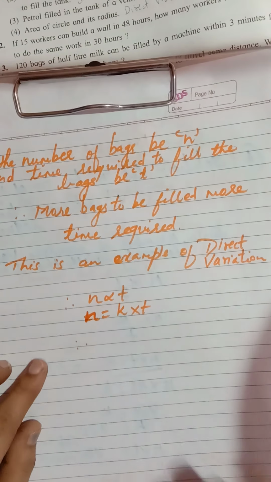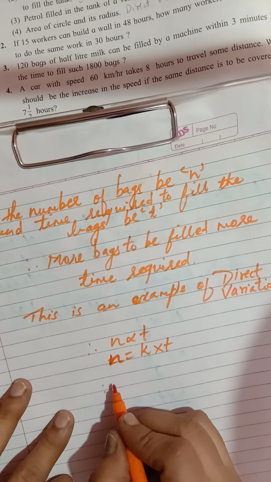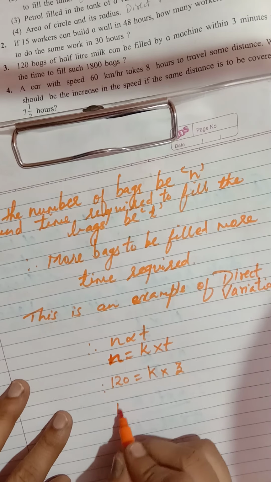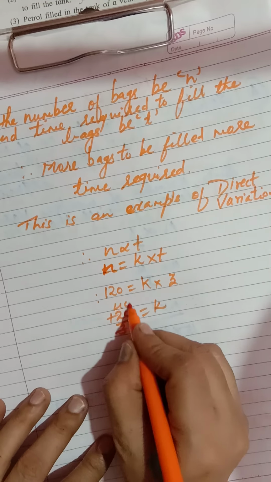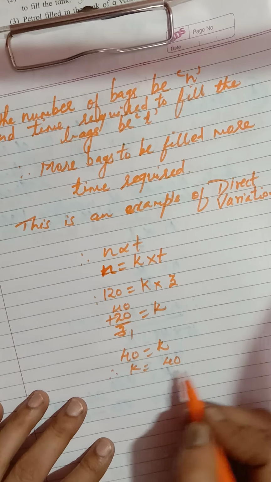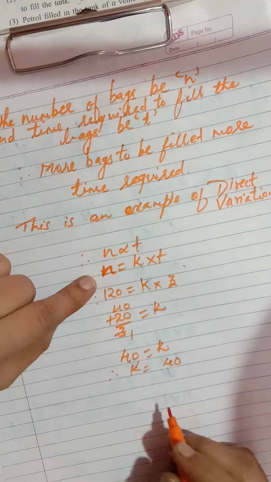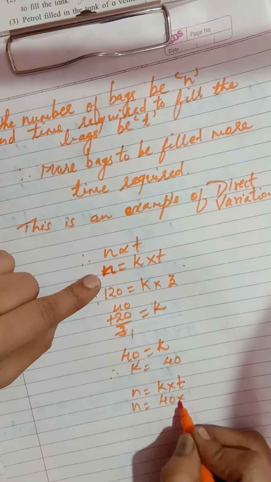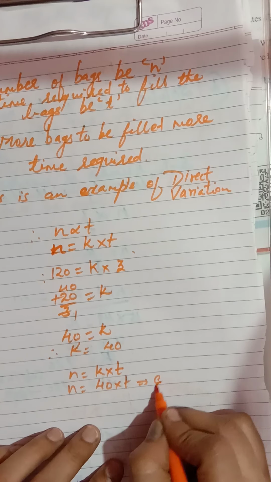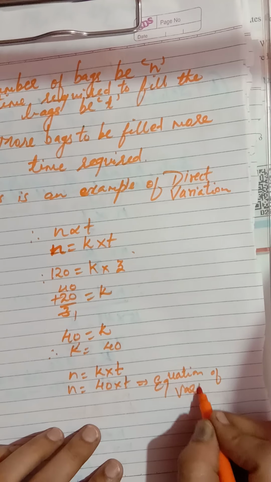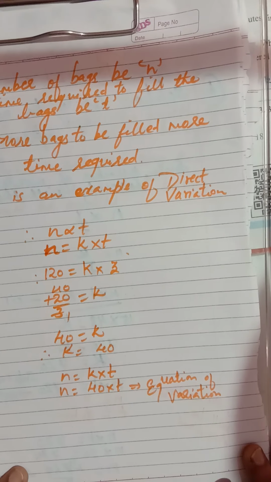Now let us substitute what is given: 120 bags is n, and time required is 3 minutes. So 120 upon 3 is equal to k. 3 forties are 120, so 40 is equal to k. Therefore k is equal to 40. Now n is equal to k into t, so n is equal to 40 into t. This is your equation of variation.